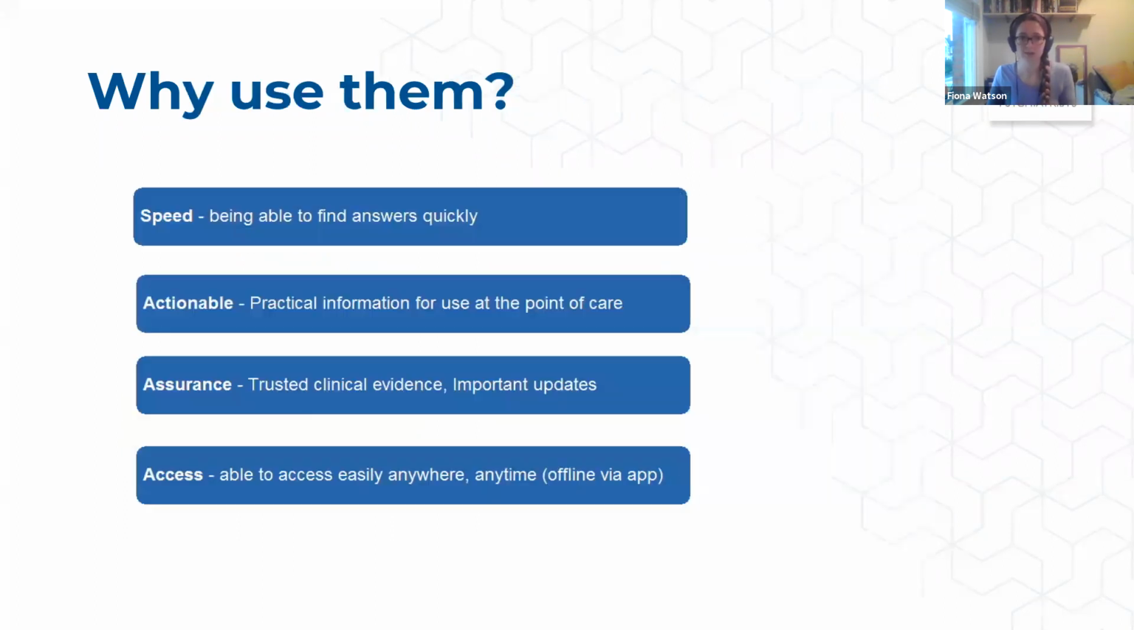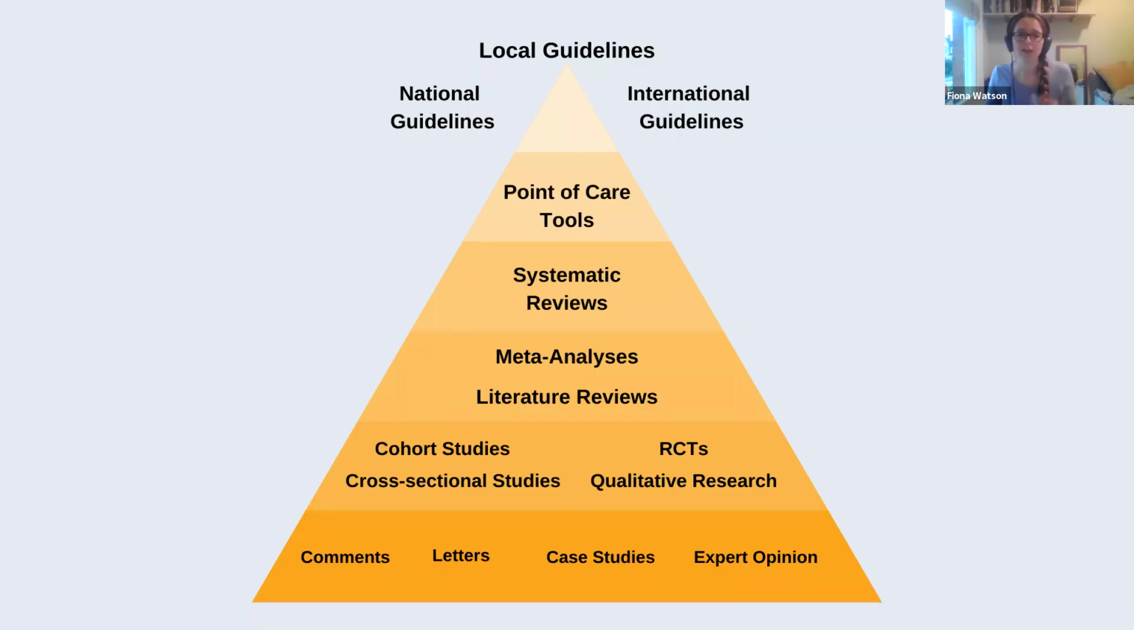They're really fast, and the information is very practical. The treatment algorithms are really good. And they sit really high up in this pyramid of evidence. So I'm sure you're all familiar with the idea that you don't go straight to an RCT if you want an answer. You'd always consult the guideline, or failing that, a systematic review first, because it's pre-appraised evidence.